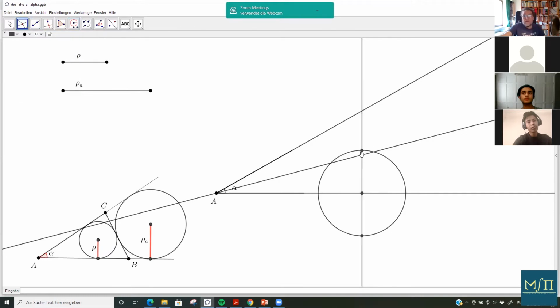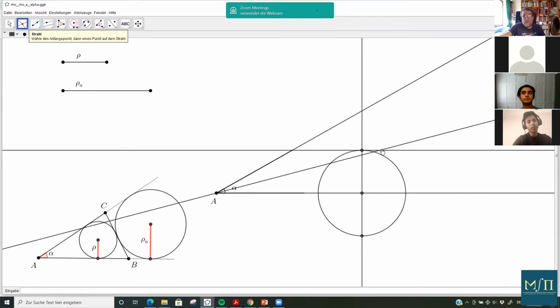So these lines intersect here, and we get the parallel to the bottom line right here. That means that the in-center of the triangle will be right here where they intersect. So this point here is the in-center.